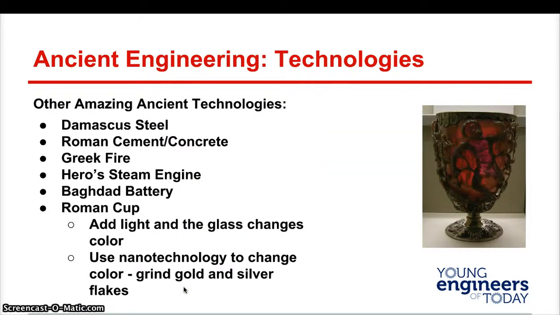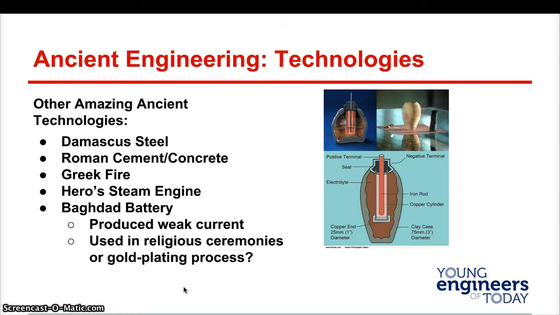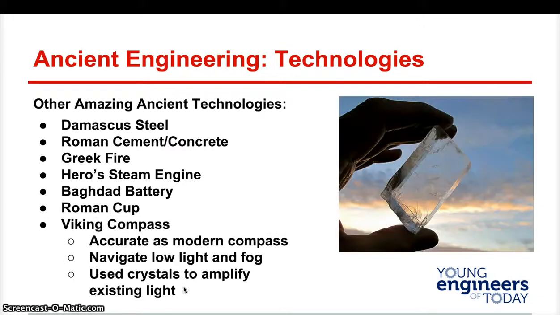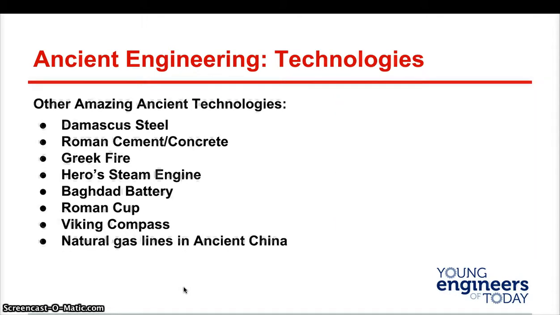Now, next, we have the Baghdad Battery, which produced a weak current, possibly used in religious ceremonies and gold plating processes. Then we had the Roman cup. Its glass changes color using nanotechnology, with ground gold and silver flakes. And then the Viking compass, as accurate as a modern compass, used to navigate in low light and fog. It's like a prism, using crystals to amplify existing light. Okay. And then we have evidence of natural gas lines in ancient China.